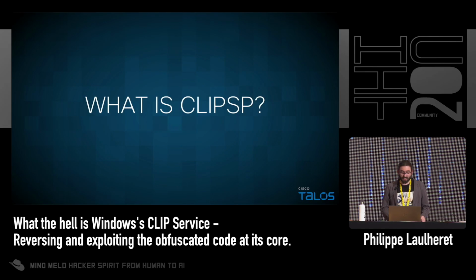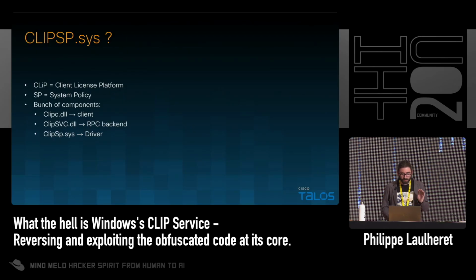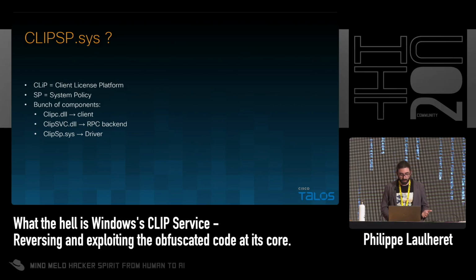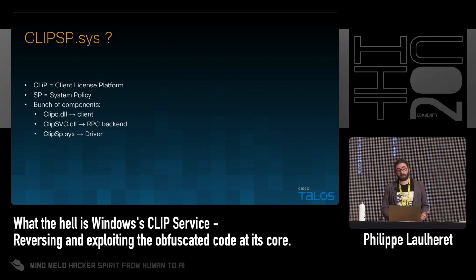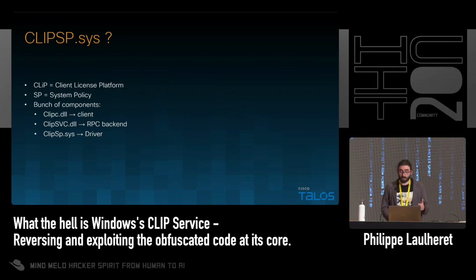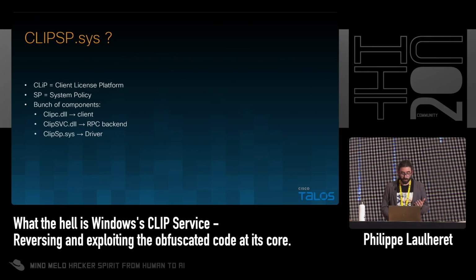So yeah, what is clipsp? Clip stands for client license platform. SP is system policy, which I think is some kind of various configuration settings and features and so on Windows. And there is a bunch of components involved. So clipc.dll, which is the client side used by other Windows components to interface with the clip framework. Clipservices.dll, which is an RPC backend that clipc talks with, and the clipsp driver that implements these features.